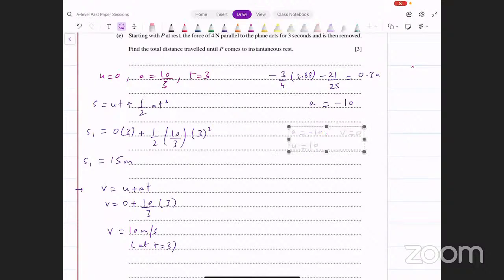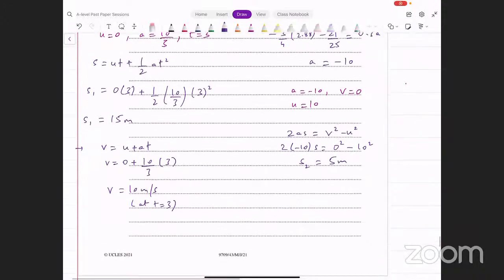अब इस part में आपके पास ये information है, इसको use करके आप क्या करेंगे? Distance find कर लेंगे. What do we use for this now? We use 2as equals v square minus u square. That's the equation that connects these four things now. 2 into minus 10 into s equals 0 square minus 10 square, and that's going to give you a value for displacement here as well. Let's see what that turns out to be. 100/20, so that's going to be 5 meters. ये आपका second part में 5 meters आ गया.